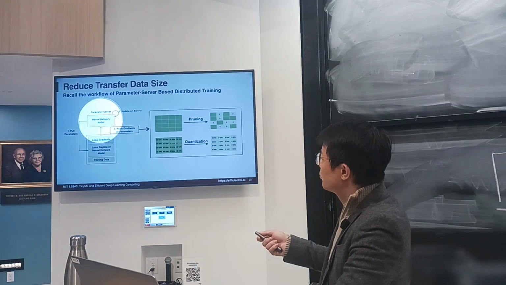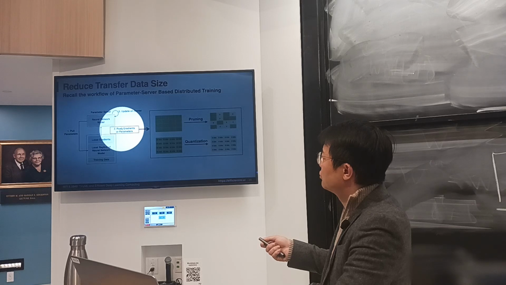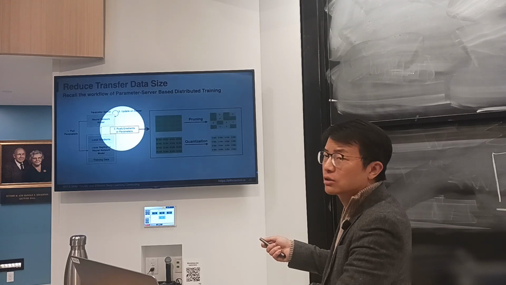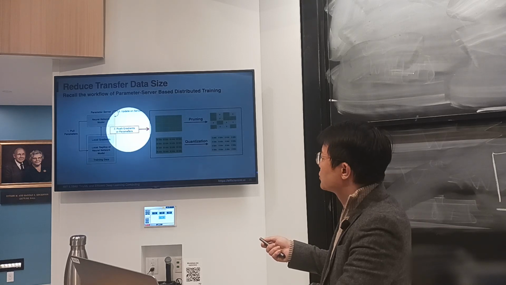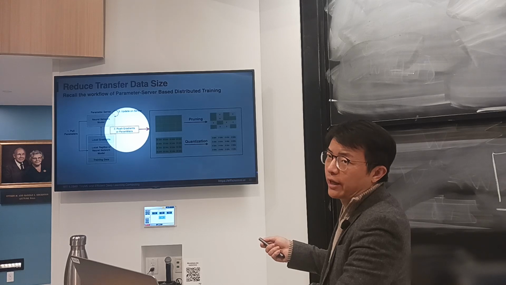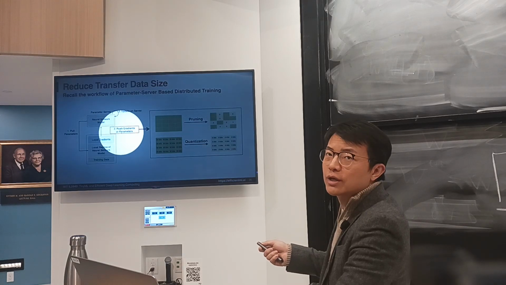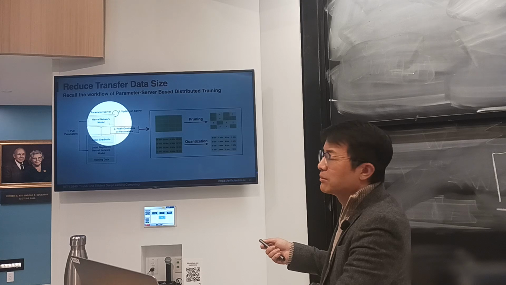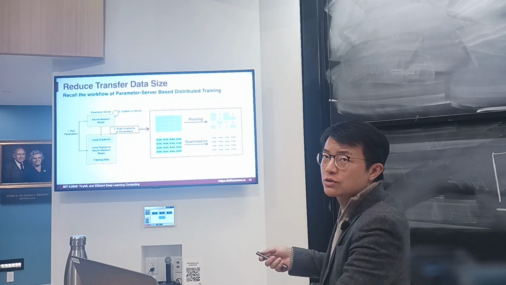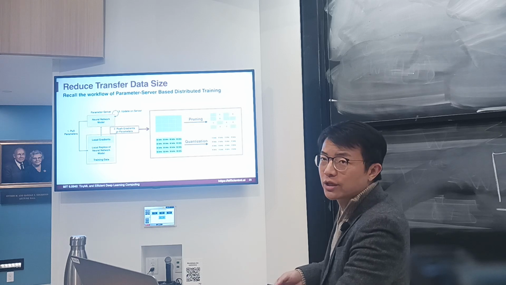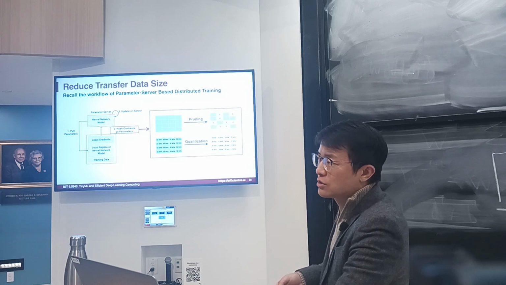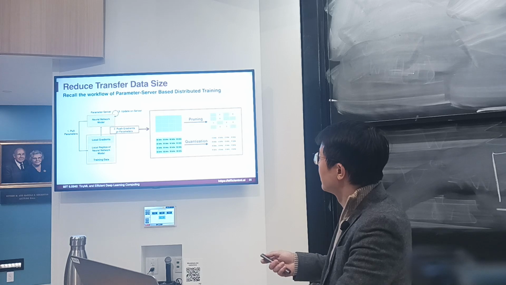This step, pulling the parameters and pushing the gradients, will be the bottleneck of the networking bandwidth. Imagine you have 100 nodes, they each have to push the gradient to the parameter server. Or even if you do ring all-reduce, you still have to communicate a lot of gradients, which is of the same size as the weight.